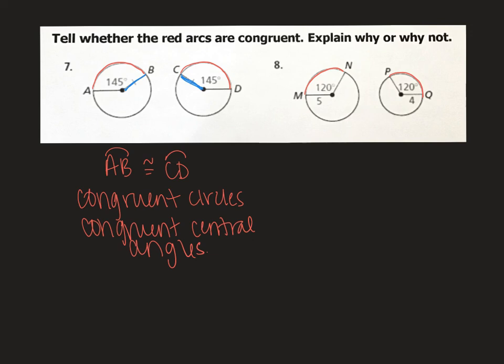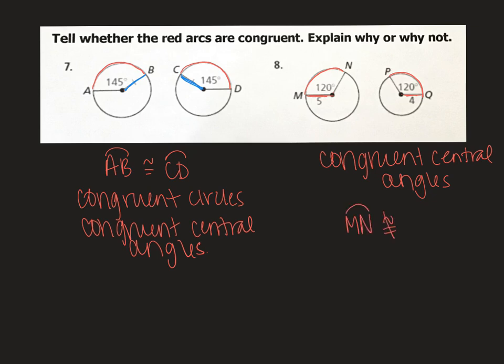So when we look at number 8, our central angles are congruent. So we have the congruent central angles. Now we need to know if our circles are congruent. Well, this has a radius of 5. This has a radius of 4. 5 is not congruent to 4, so our circles are not congruent, which means that arc MN is not congruent to arc PQ. They're not congruent circles.